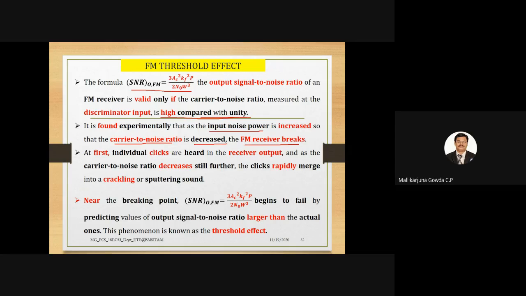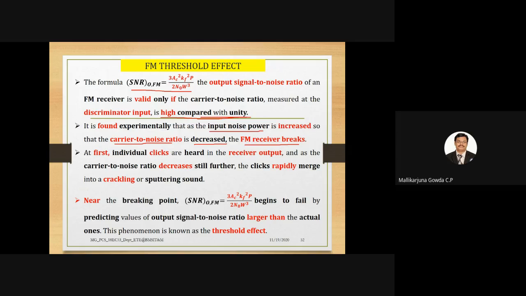As the input noise power is increased, the carrier to noise ratio decreases, because it is the ratio of carrier power to noise power. When the noise power is increasing, the carrier to noise ratio will decrease. With that, we say the FM receiver will break. What does breaking mean? It won't work properly. We will be able to hear only the noise rather than the desired music or station information.